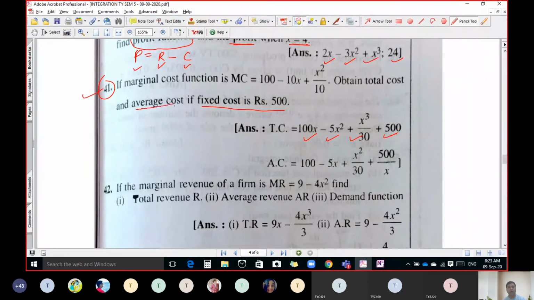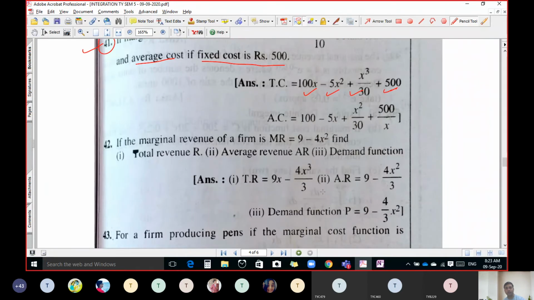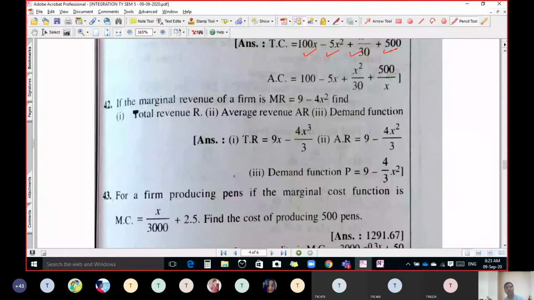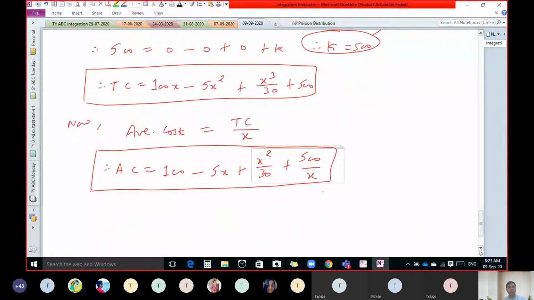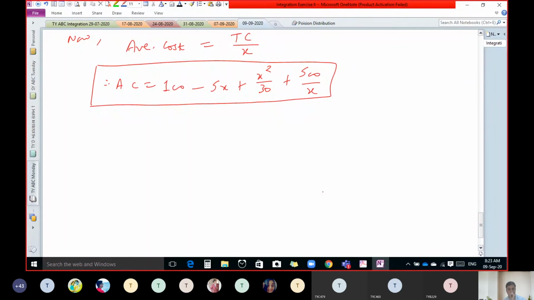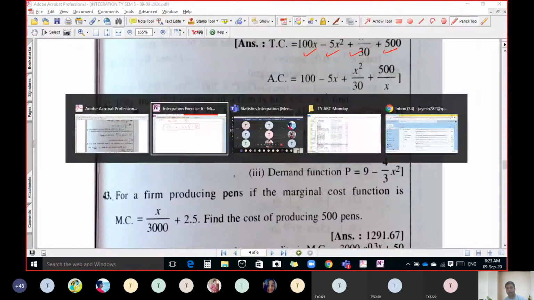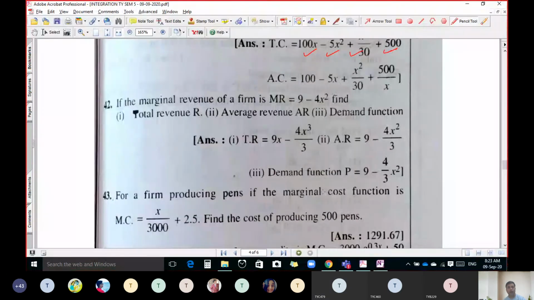We have to find out average cost. So just we have to divide this by X. So 100 minus 5x, x square by 30 plus 500 upon X. That is the answer for this question. Any of you have any problem in this, any of the step of this question? Anybody? No, sir. Okay, let us do next question.